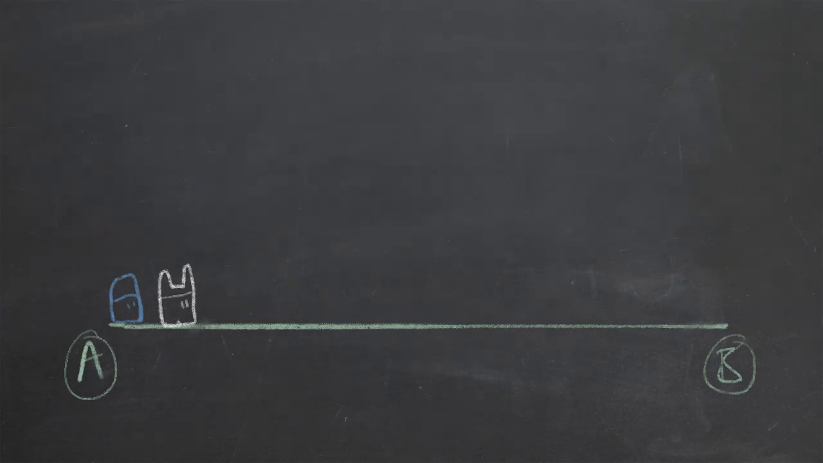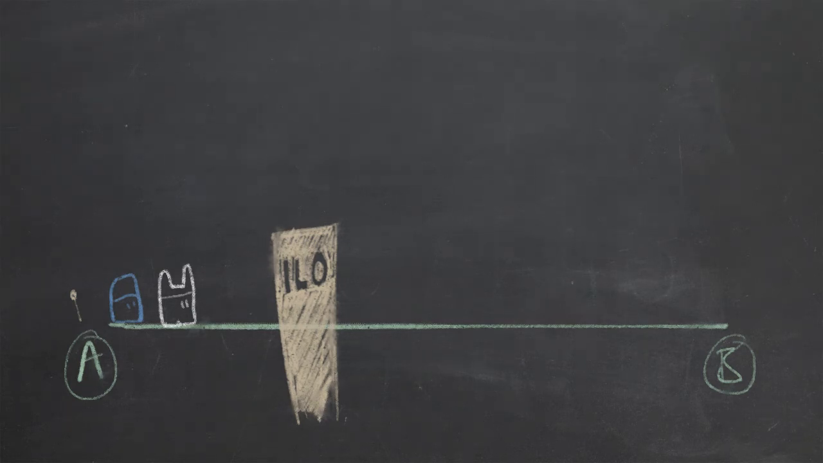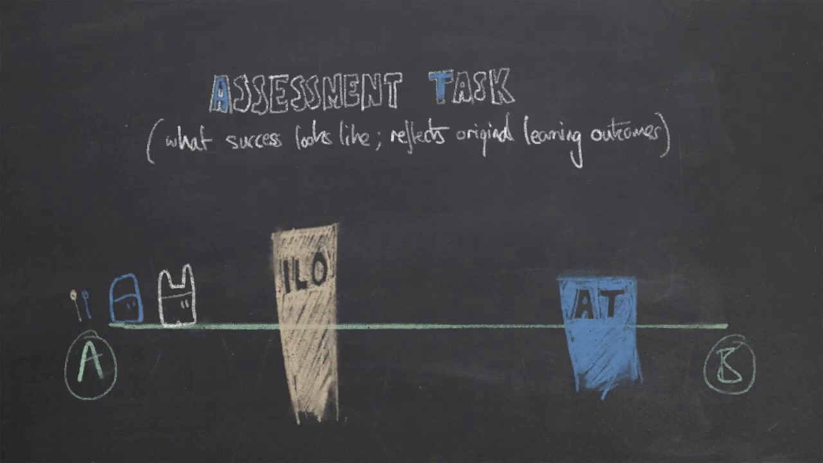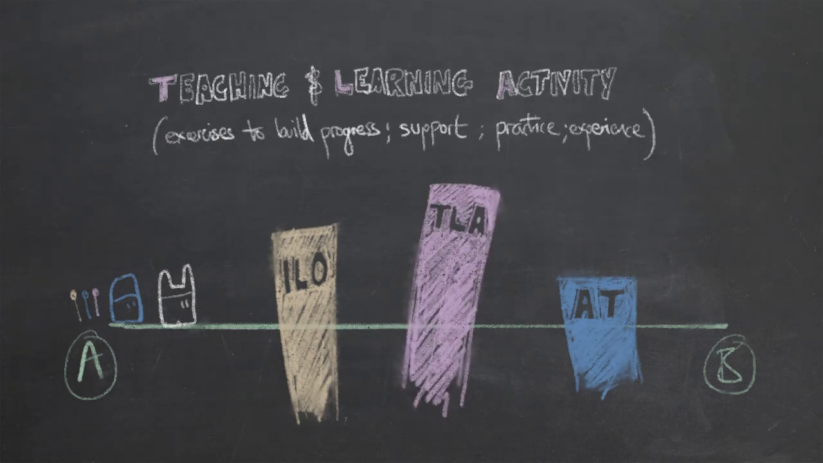So thinking then again of these three elements of learning or course design, you maybe have in the first instance an aspiration or a reason for starting a journey, that is your intended outcome. Then maybe some idea of what success looks like that reflects the learning outcomes, that would be your assessment. And then the teaching and learning activity is what encourages and improves progress towards this outcome, maybe helping to avoid common pitfalls, or the importance of effort or practice, maybe encouragement.